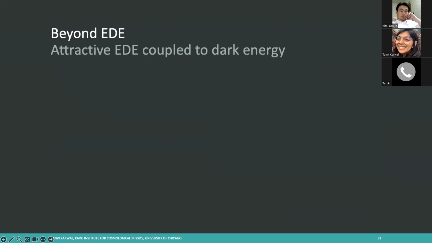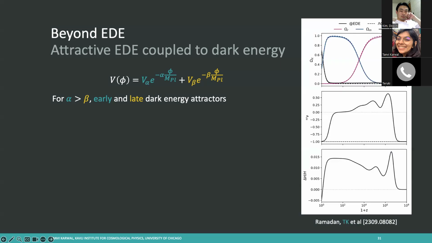Okay, another thing we've been thinking about is making early dark energy talk to late dark energy. You can do this by having a slightly more complicated potential where one part of the potential forms early dark energy. The second part of the potential then takes over in late times and forms late time dark energy. Its energy density, equation of state, and impact to Hubble all across redshift then look like these plots. We'll primarily concentrate on this one.